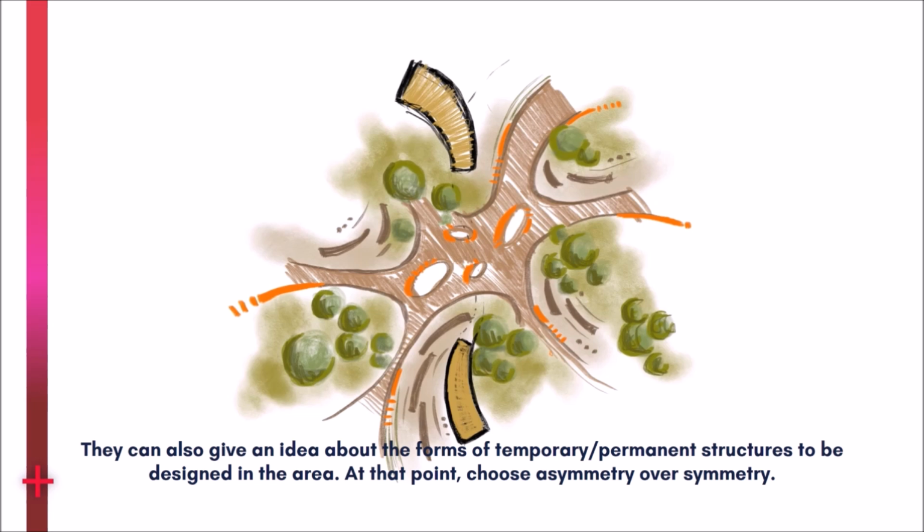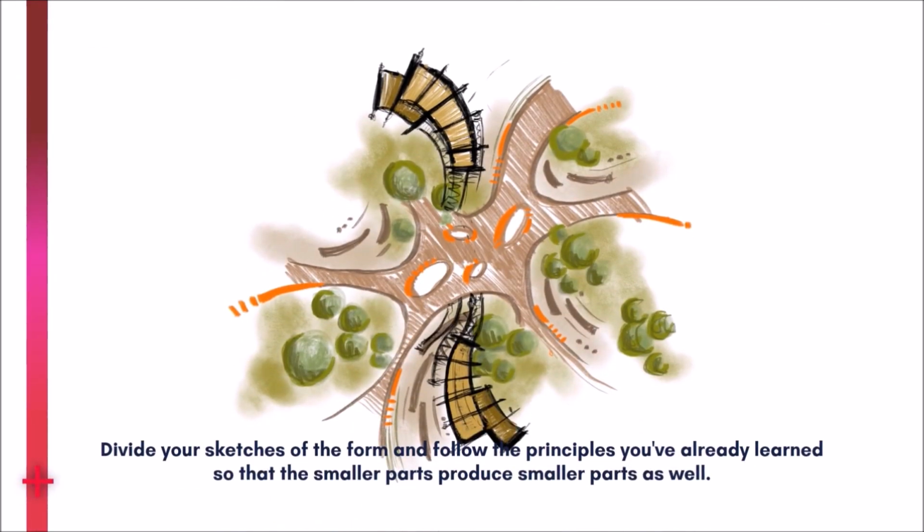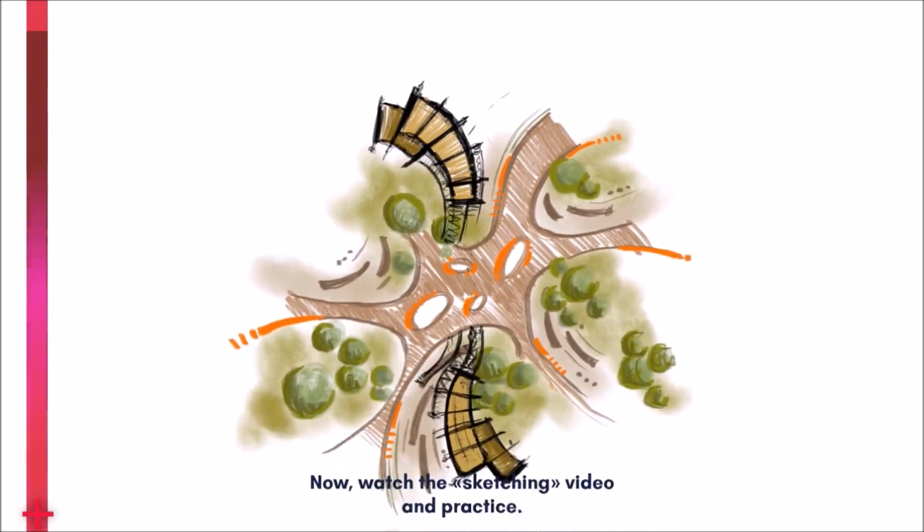At that point, choose asymmetry over symmetry. Divide your sketches of the form and follow the principles you've already learned so that the smaller parts produce smaller parts as well. Now watch the sketching video and practice.